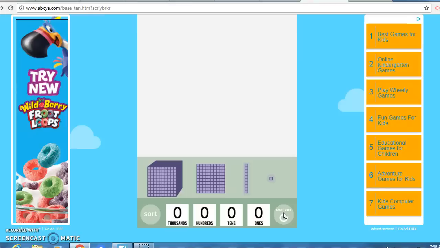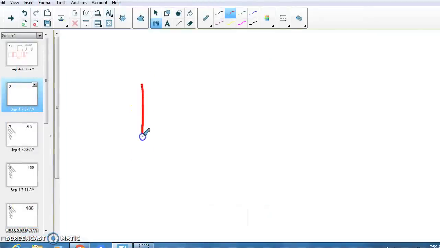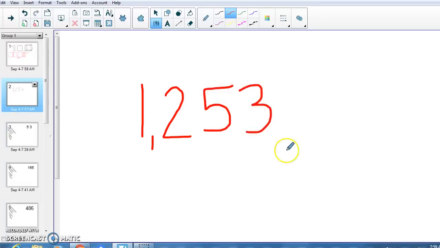Now let's do 1,253. 1,253. And I'll actually write that on my whiteboard here. 1,253. Now go ahead, let's pause the video and draw that using the base 10 blocks on your whiteboard.